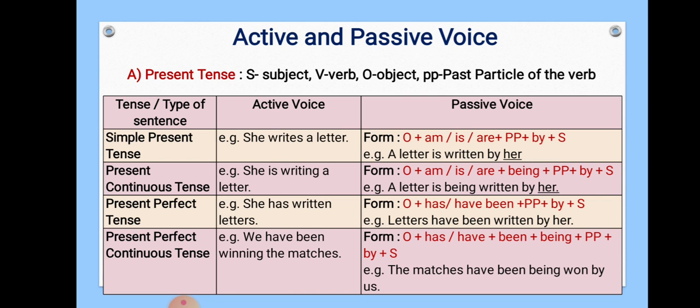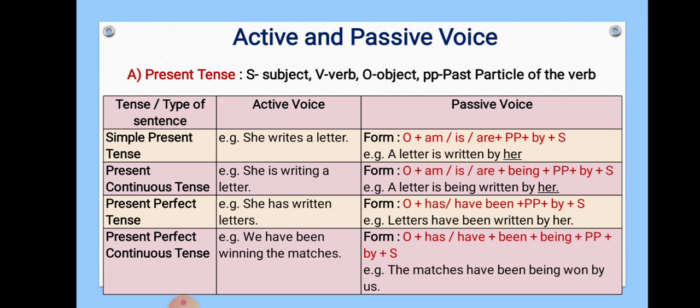Present perfect tense. She has written letters. The format of passive voice will be object plus has or have been plus past participle plus by plus subject. For example, letters have been written by her. Look here, letters is plural and that's why there is have been.